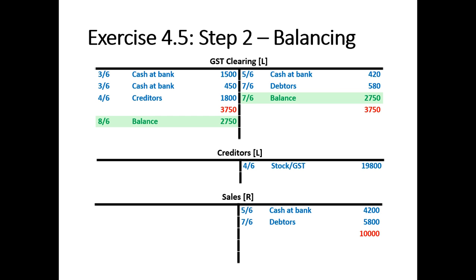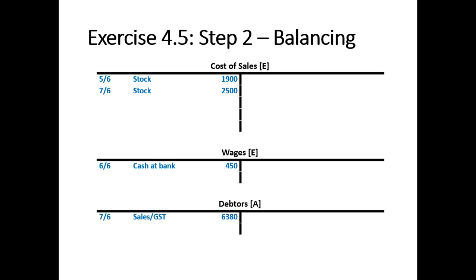We'll balance sales. Obviously they're all on one side, so it's an easy ledger to balance. That'll take us to cost of sales, which similarly again is an easy one to balance, but to be thorough we will. And wages and debtors we won't need to balance because there's only one entry.